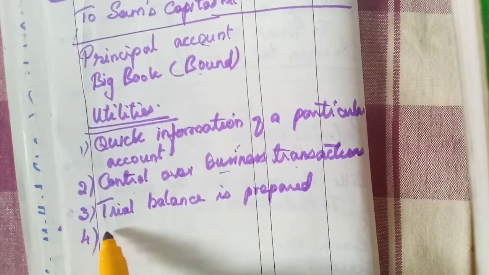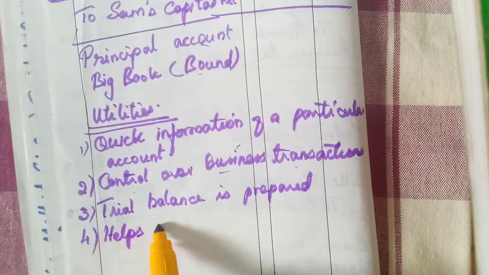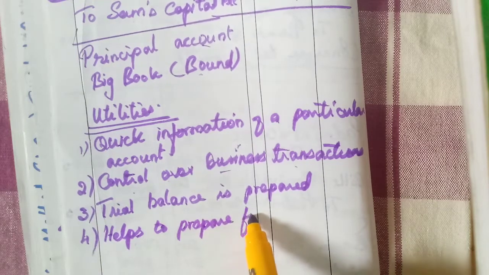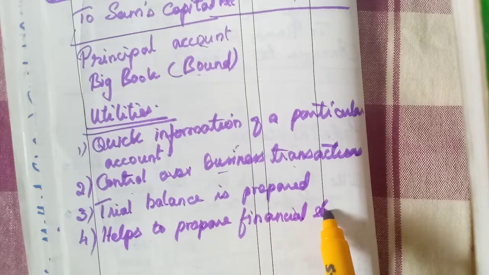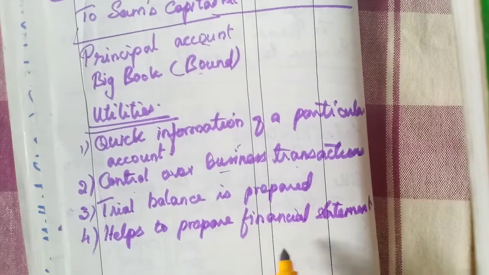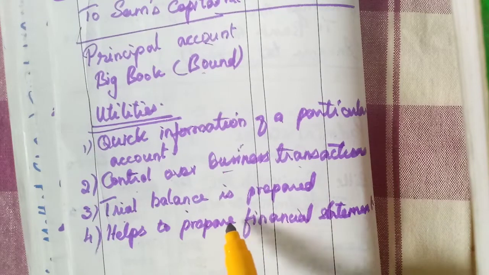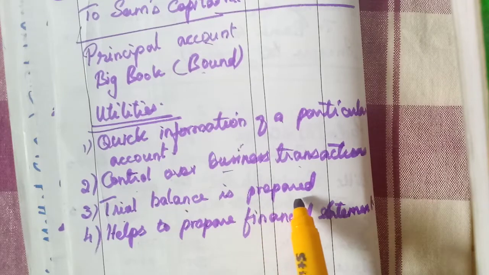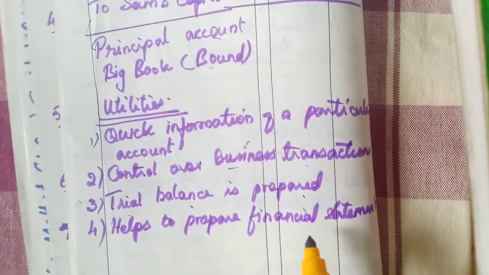Then the last utility is that it helps to prepare financial statements. We know what the financial statements are: trading account, profit and loss account, and balance sheet, isn't it? So this can be prepared only with the trial balance. That trial balance is prepared from the ledger account. That is why we learn that trial balance is prepared and it helps to prepare the financial statements.